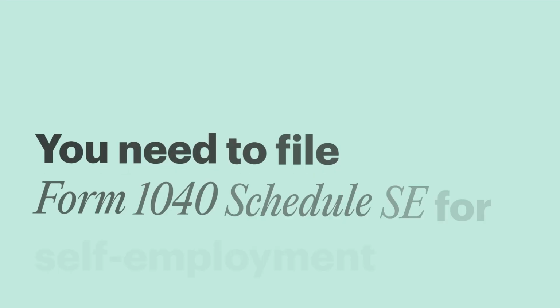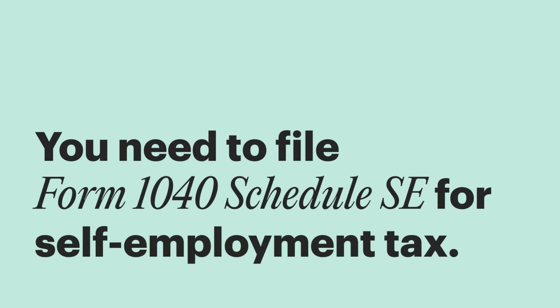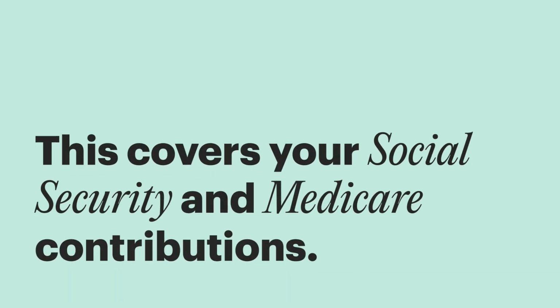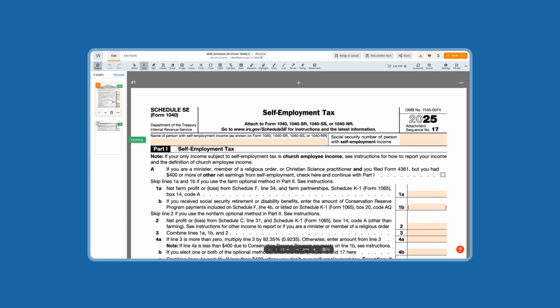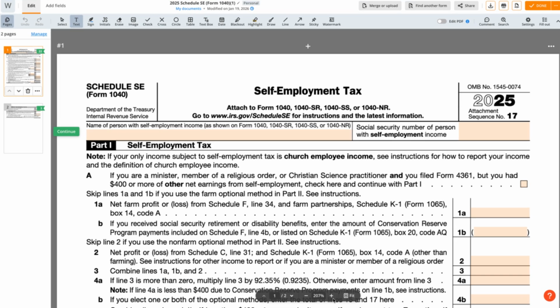If you're self-employed and earned $400 or more during the tax year, you need to file Form 1040 Schedule SE for self-employment tax. This covers your Social Security and Medicare contributions. With pdfFiller, filling out Schedule SE is quick and simple.